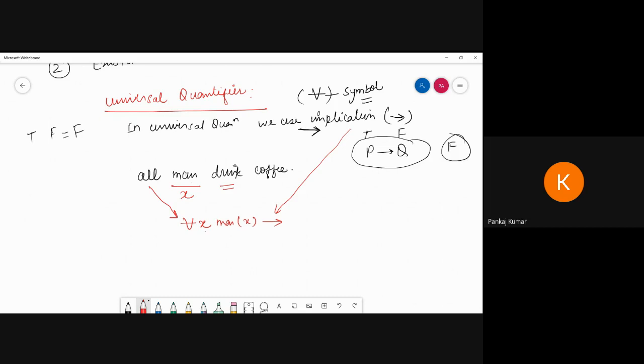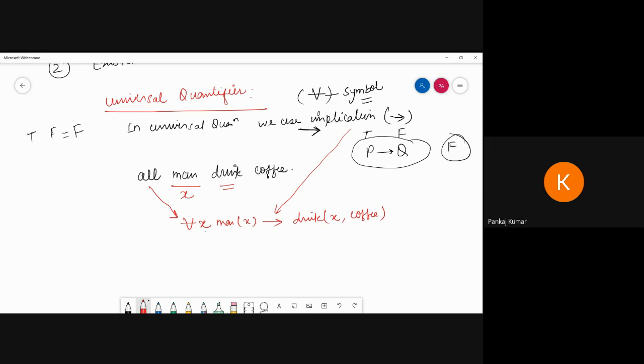Always the relation comes outside first. So I am going to write the relation drink. Who is drinking? Man is drinking. What is the man function? x. And what is the object? Coffee. So what does this mean? For all man, who is x, he is drinking coffee. So that is the meaning. That is the example we can follow for the universal quantifier.